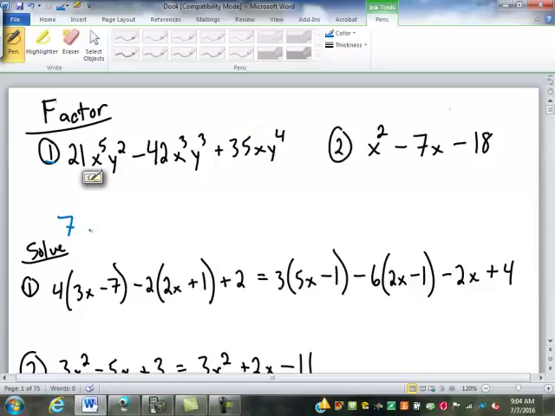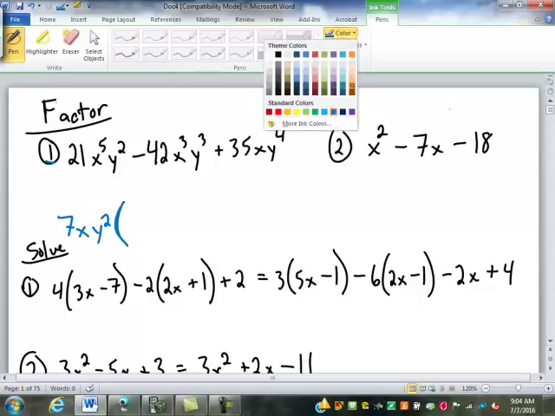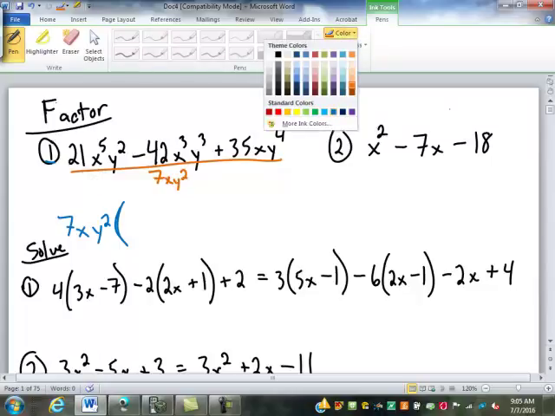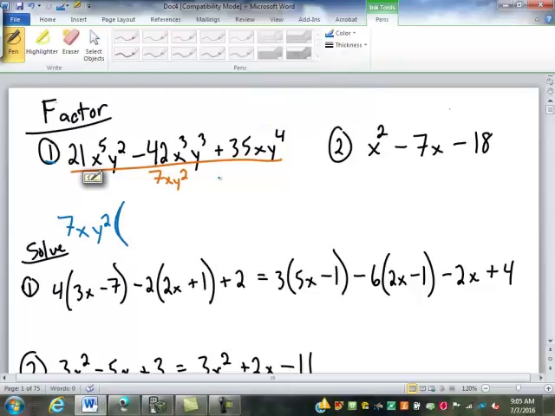For the variables, remember, go ahead. X and then y squared. Good. Remember, it is the smallest power of each variable. So then we're going to take this and we're going to divide it by 7xy squared. And whatever's left over is the other factor that goes inside the parentheses.